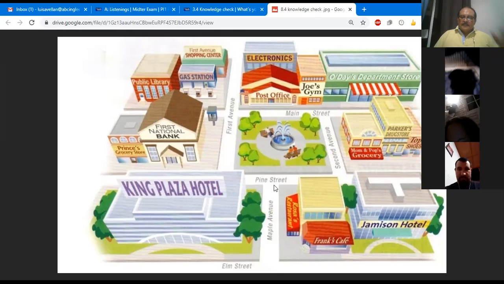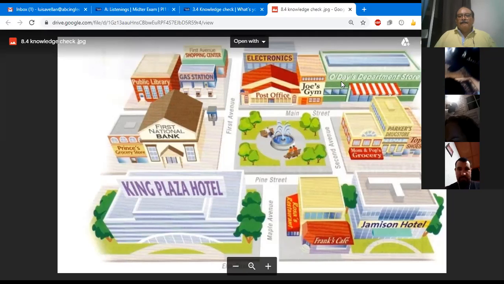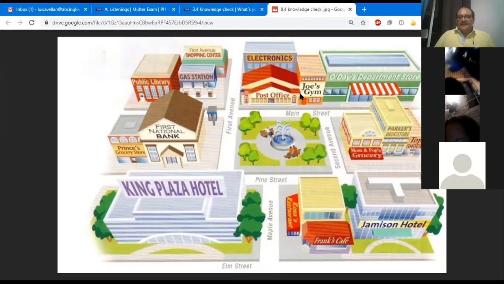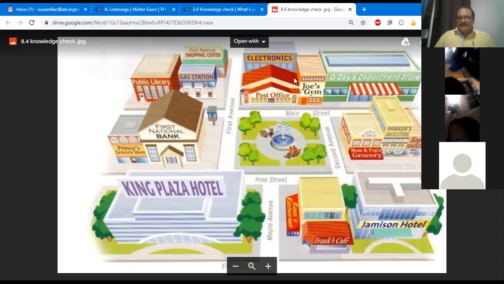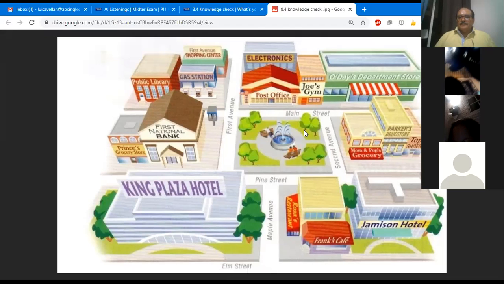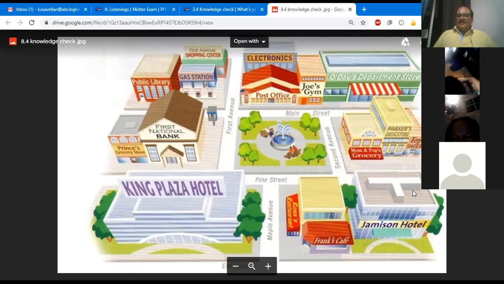Joyce Gym is next to... ¿Cómo se dice la par? Se me ha olvidado. Next to. Next to post office. Then you say Joyce Gym is next to the post office. Yes, thank you. Correct. The Second Avenue is between the park and the grocery store. Or Mom and Pop's grocery. And you can also use Mom and Pop's grocery is on Second Avenue. Okay, that's another one. Thank you, Daisy. Very good.